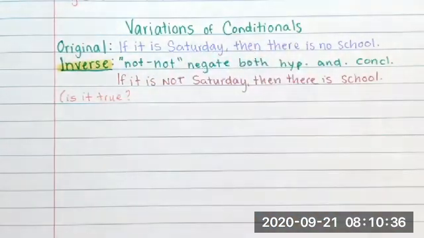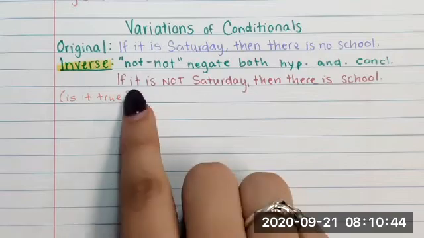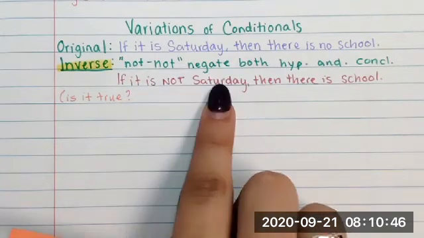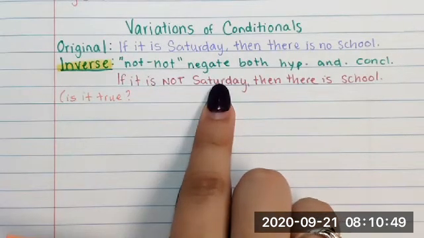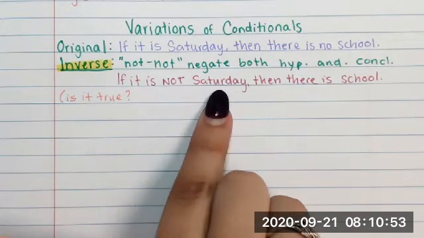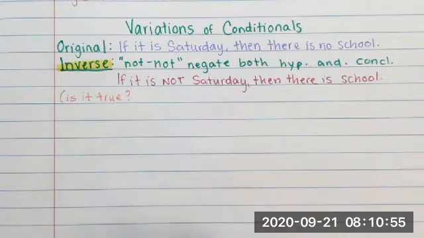The way to tell if the statement is still true is, well, can you think of an example that makes it not true? So is there a hypothesis that you could fit in there that would make that true? So a day that is not Saturday, but still does not have school. What about Sunday? I sure hope I'm not at school on a Sunday. It's not Saturday, but there isn't school.